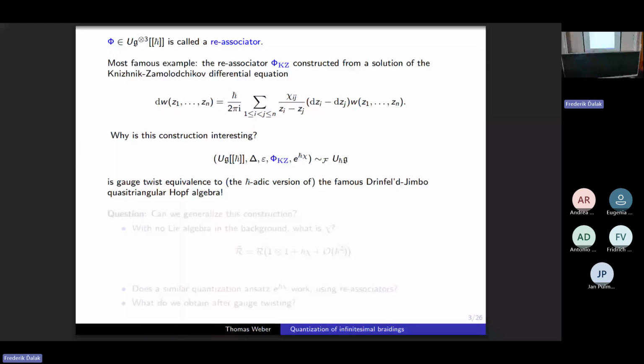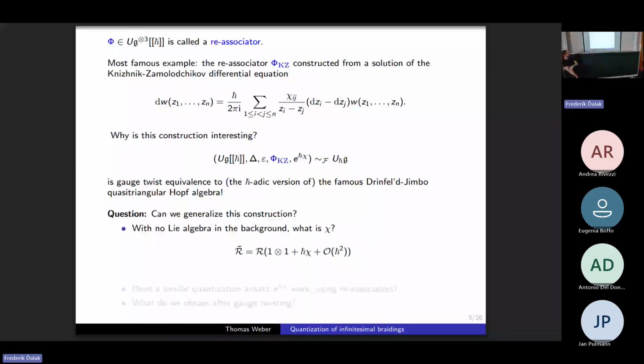And so our question is, can we do something similar? Because Drinfeld-Jimbo is nice. Can we build similar Hopf algebras? The first question would be, can we think of something like a Casimir in a context where there is no Lie algebra in the background? So what would be this chi? And this will then lead to the notion of an infinitesimal R matrix. This is the thing we came up with in the first paper. So we're going to study this a little bit. This will replace the Casimir.